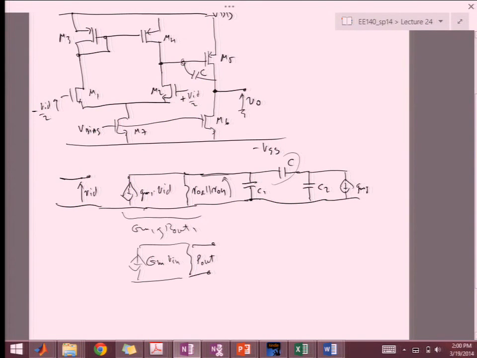So this is going to be, okay, say here, VGS5, or let's label it VSG5. And then we have, again, our RO5 in parallel with RO6. And this is VO. Okay.